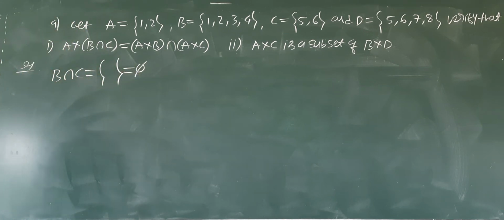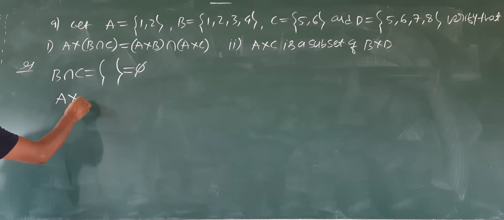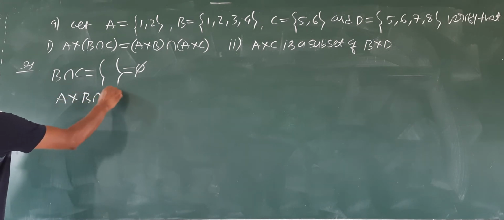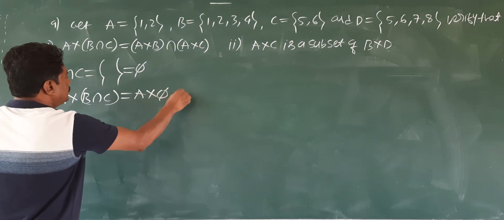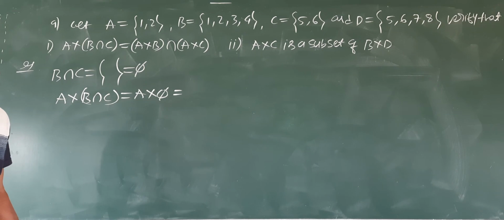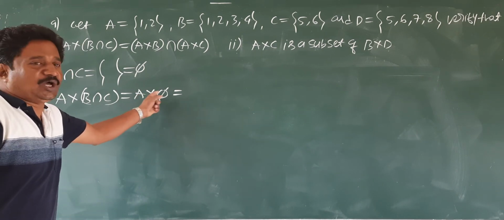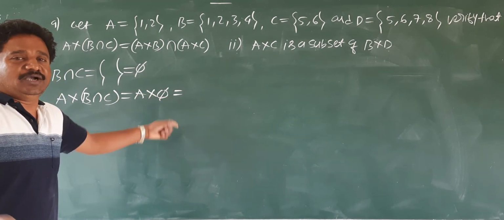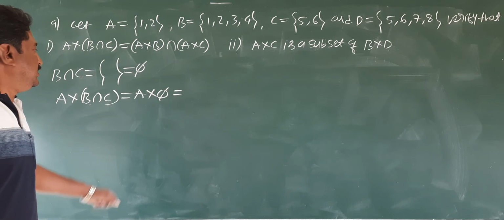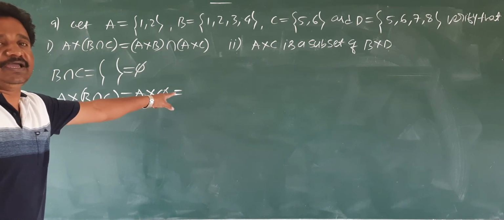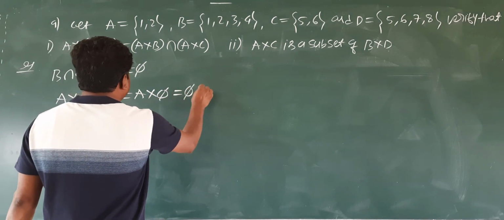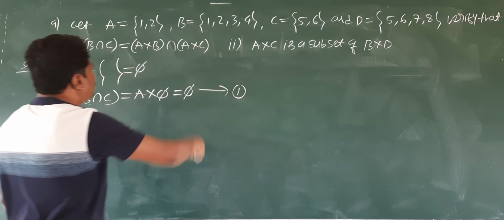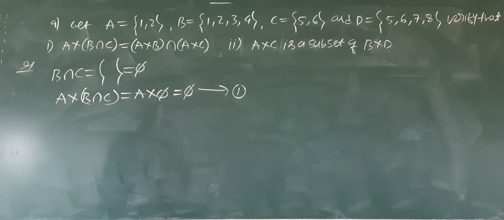So A cross phi. So A cross (B intersection C) is equal to A cross phi. Is it possible to find A cross phi? No. We don't get elements for this A cross phi. No elements means it should be phi. Call this equation number 1.